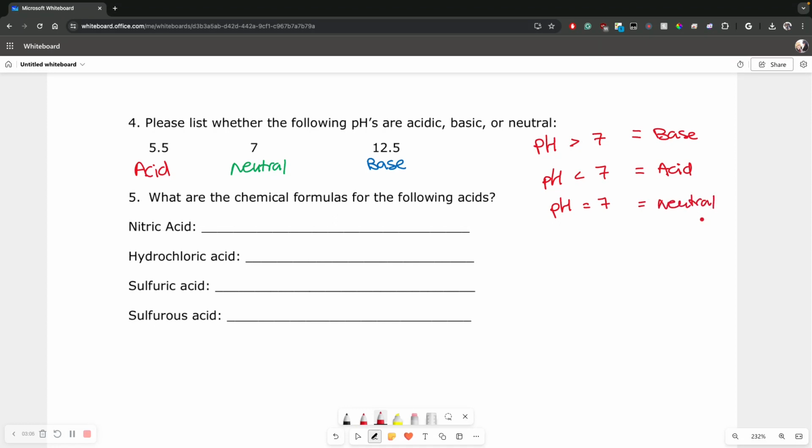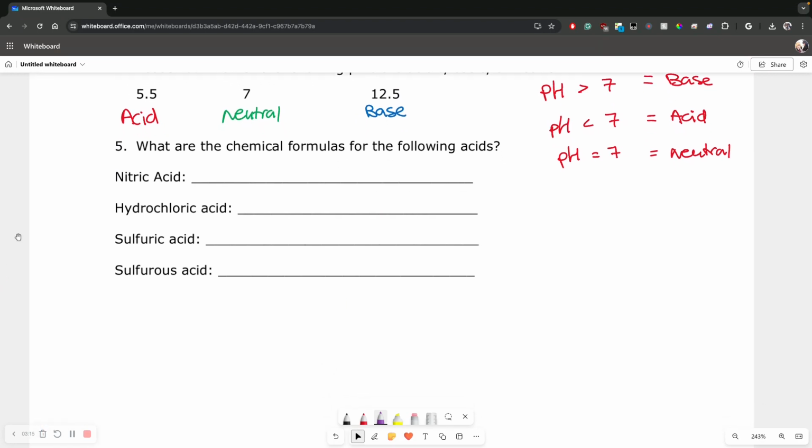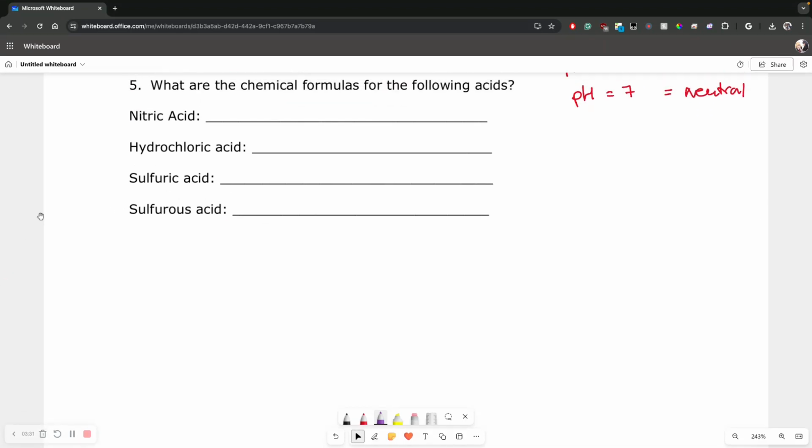Moving on to our last question. We'll write this in purple, my favorite color. Question 5: what are the chemical formulas for the following acids? Let's take a look at the first one, nitric acid. Let me write the naming rules at the bottom here. It'll be a good review.